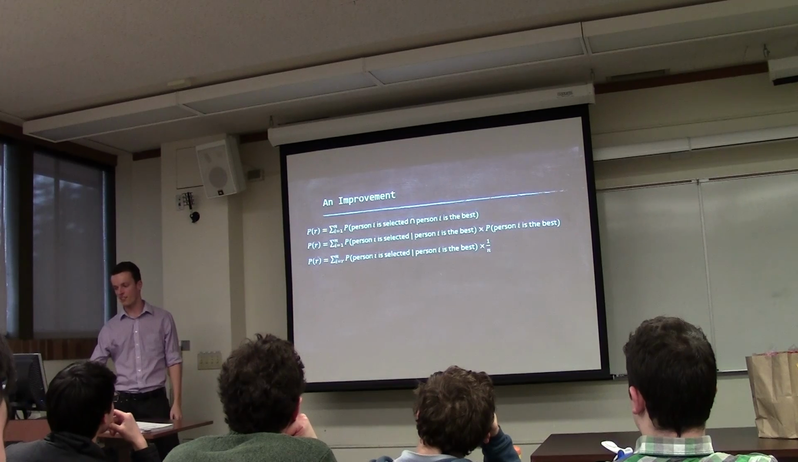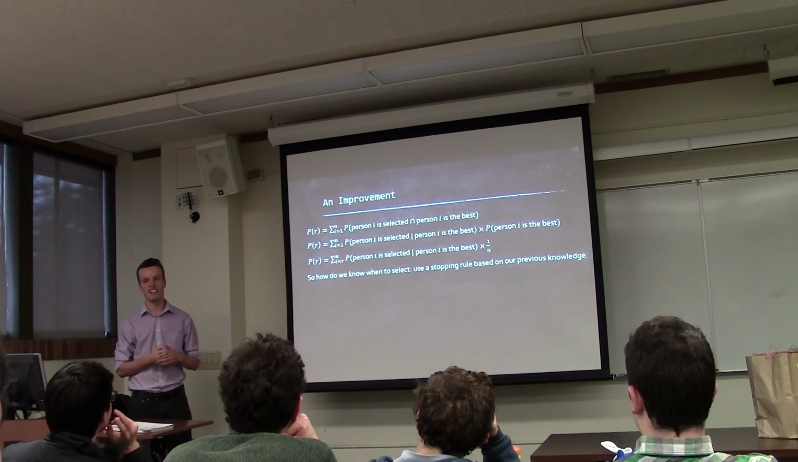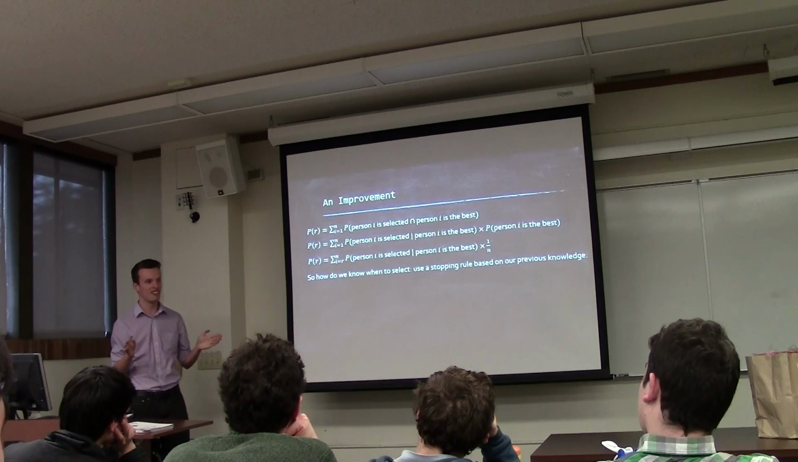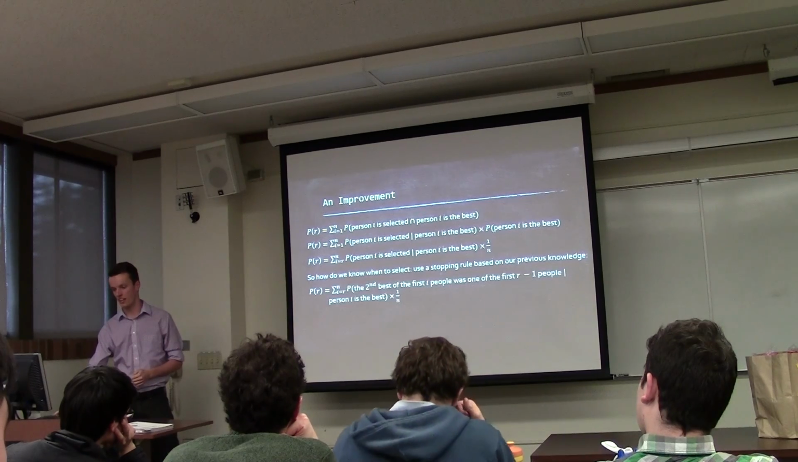So the question now is, how do we select someone? What I'm proposing is we're going to create a stopping rule. A stopping rule is basically saying at some point we have to decide, all right, I've kind of played the field a little bit, and I think I have an idea of what I want out of a potential partner. So this allows us to rewrite this equation this way.